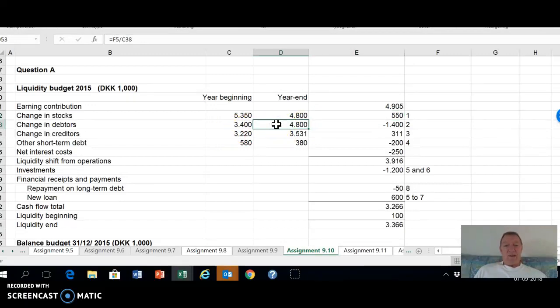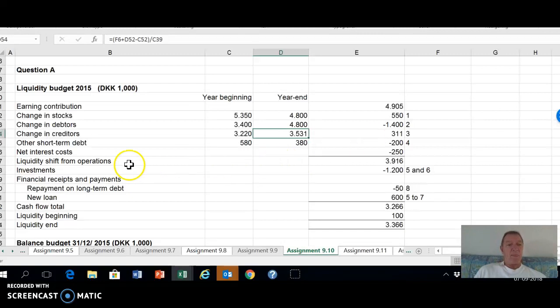The same here, we take the revenue and divide by the ratio, and then we have an increase in debtors or trade receivables, and an increase of this assets is a minus. We have change in creditors. Here we calculate the purchasing, what we are purchasing, and we divide by the ratio. And we have a small increase in creditor, and if a creditor increases, it will give us liquidity.